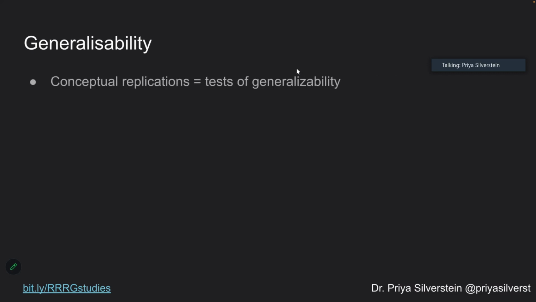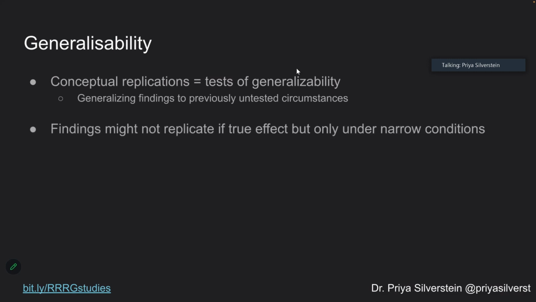So, it's important to consider replication and generalizability to be very related, more of a spectrum. Previously, when talking about replications, we have been implicitly talking about direct replications, which is where you're trying as hard as possible to make the study as similar as possible to the original. Whereas once you start intentionally or not intentionally changing things about the replication study, this goes into conceptual replication territory. And all conceptual replications are tests of generalizability. They're essentially testing whether the original result generalizes to these new conditions, whatever you have changed. So, generalizing findings to previously untested circumstances.